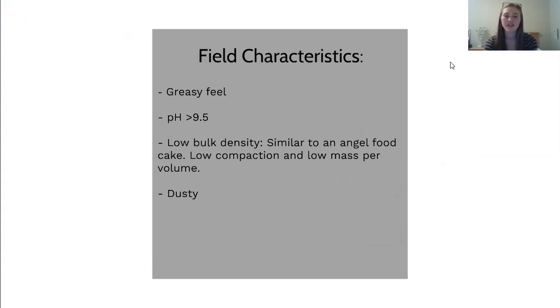These include a greasy feel when you touch the soil, and an NaF pH of greater than 9.5 in the soil would show that there are allophanic materials, which we'll talk a little bit about later. It has a low bulk density, which means that it has a density similar to how you would imagine angel food cake. It's low compaction and has a low mass per volume, and it also has a dusty feel because of its volcanic origin.